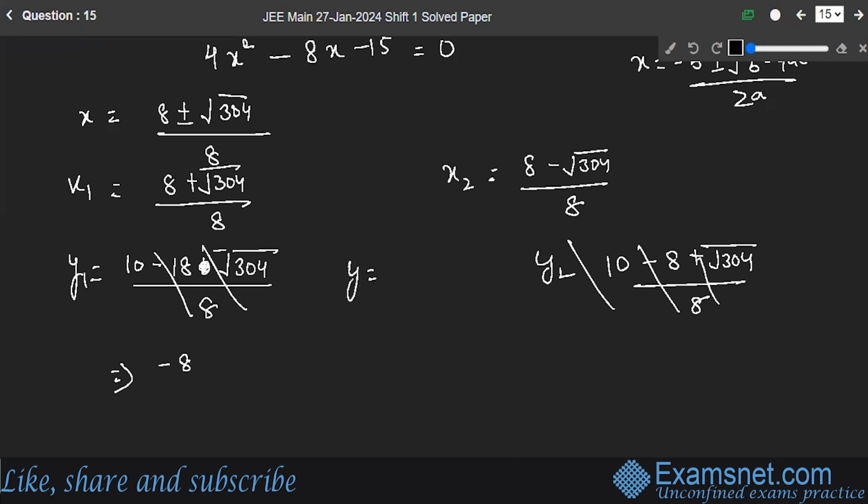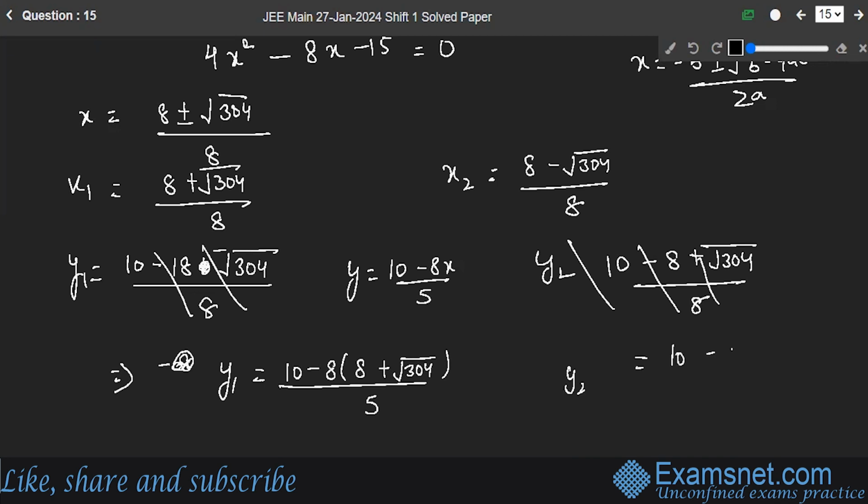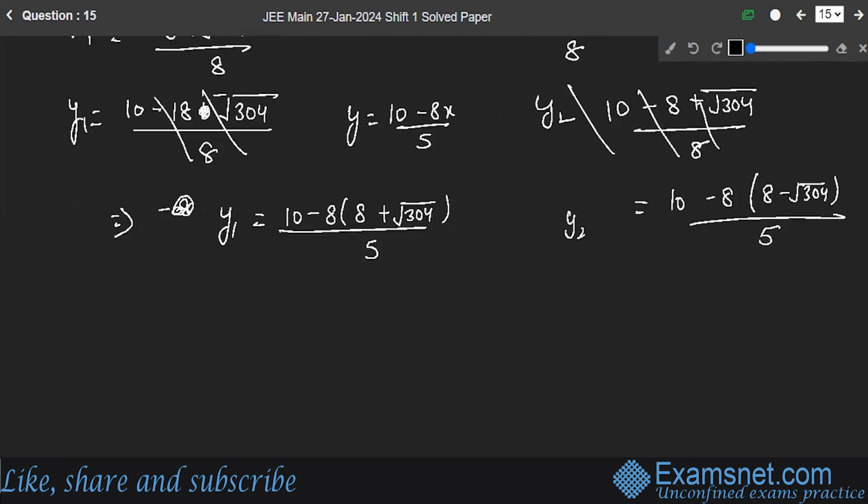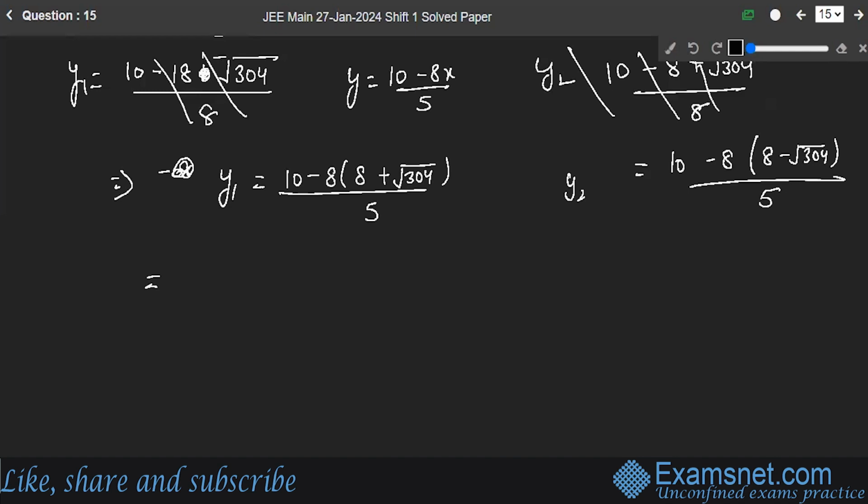What was the equation of y? That was equal to 10 minus 8x upon 5. So now let's fill in. You have y1 as, this will be 10 minus 8 into 8 plus root 304 divided by 8, all divided by 5, and y2 as 10 minus 8 into 8 minus this whole thing divided by 5. All right. So here you have y1 as, this will be minus 64, so minus 54 minus root 304.